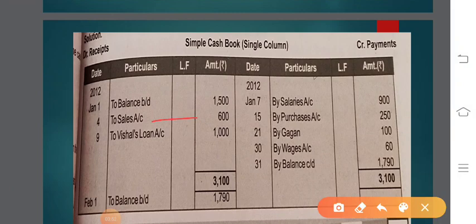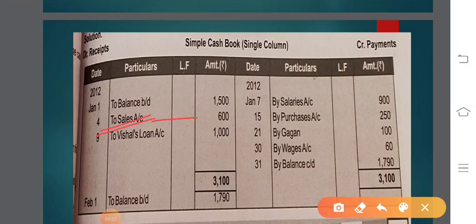Why have we written sales? Because we have discussed that in your own book you don't write your own name. You always write the name of the opposite party. So cash was debited because of goods going out. And we have discussed that whenever goods move out in the form of sales, they are considered as sales. So to sales account.